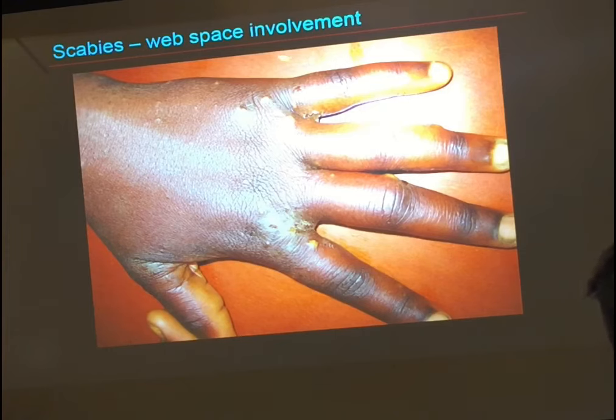There are usually more household members involved. And this is one of the things where you look at the rash first and then you shake hands. Otherwise, it will cause you to be itchy.